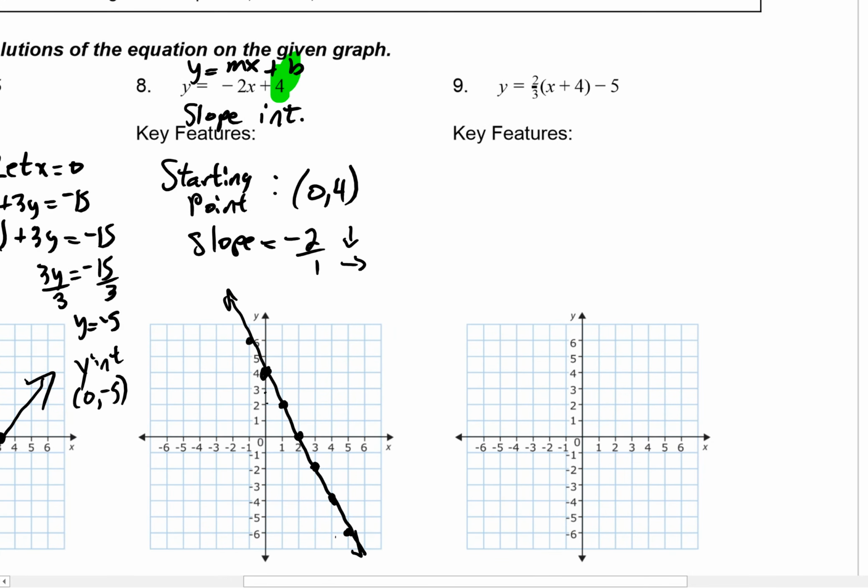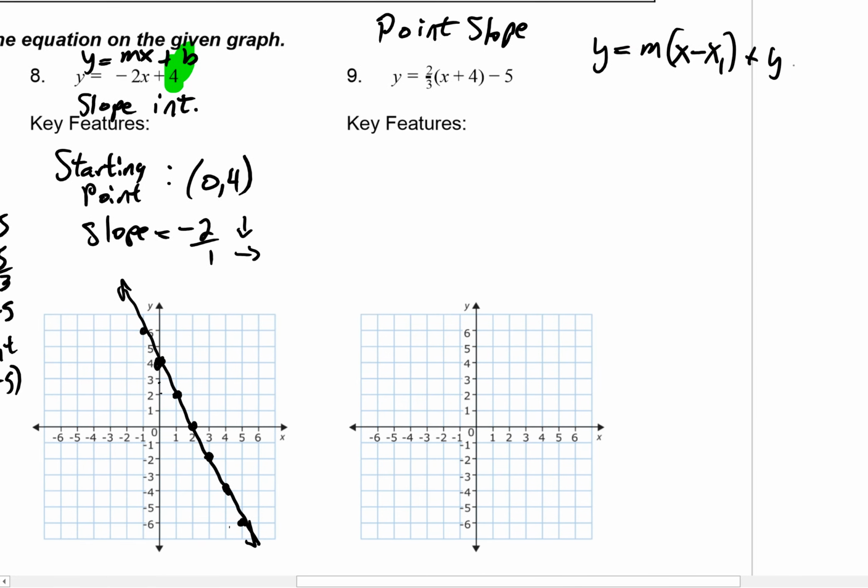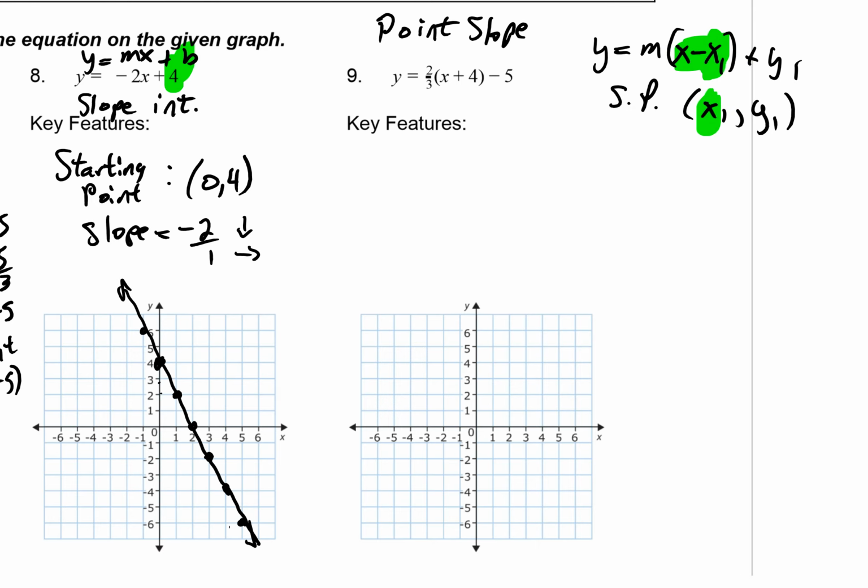Finally, we've got point slope. Point slope, we're going to have to be careful about. We could write it as m times x minus x1 plus y1. And our starting point is an x1, y1. What we really have to be careful about is that minus x1, and yet we have a plus x1 over here. We're going to pay attention to that plus 4 right here as well.